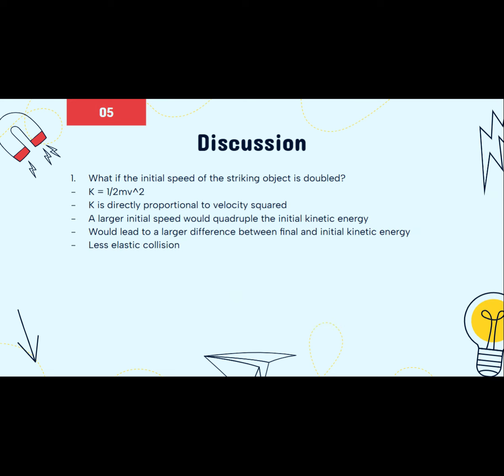My second question was, what if the initial speed of the striking object was doubled? Since K is half mv squared, kinetic energy is directly proportional to the velocity squared, and a larger initial speed would quadruple the kinetic energy, which would lead to a larger difference between final and initial kinetic energy, which also means that it would be more of an inelastic collision and less of an elastic collision.